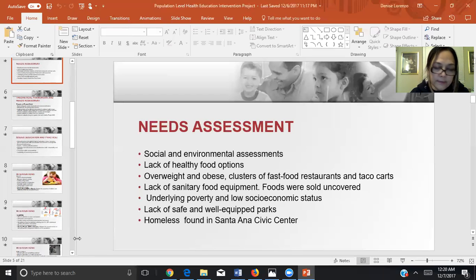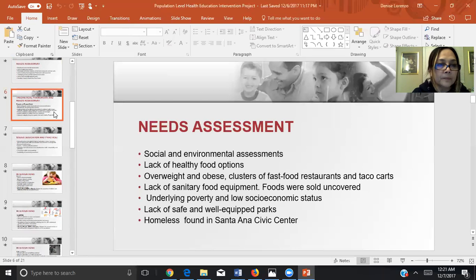Based on the results of the windshield survey and interviews from the key stakeholders and population stakeholders from the community, I determined that education on obesity, diabetes, food safety handling, and homelessness would benefit the community.